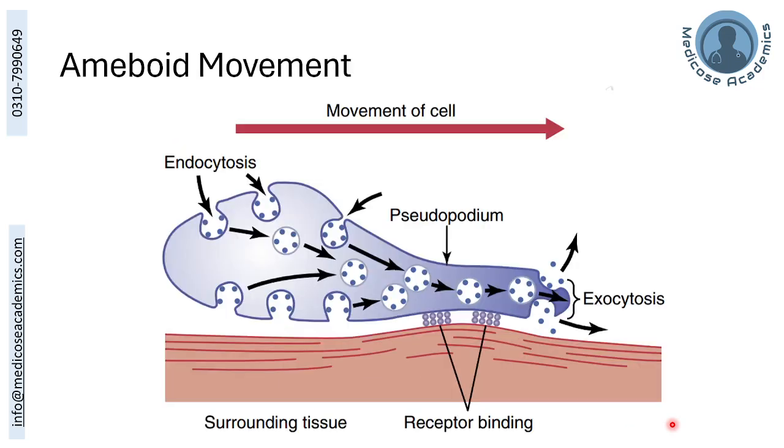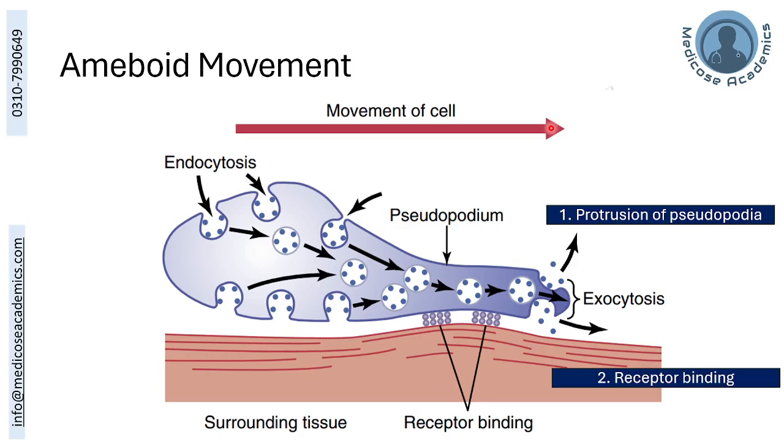So in front of you is an image showing the movement of a cell towards this direction by amoeboid locomotion. So what events are occurring? Number one, the first event is the protrusion of a pseudopodium, that is, elongation of the cytoplasm towards the site of the stimulus or chemotaxis. So number one is this protrusion of pseudopodium.